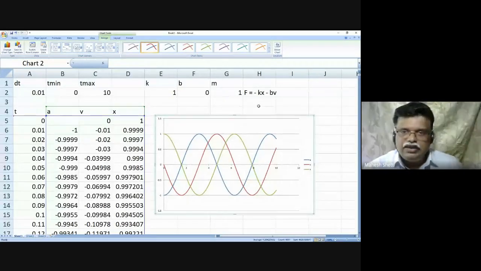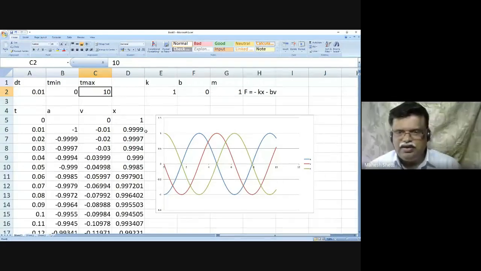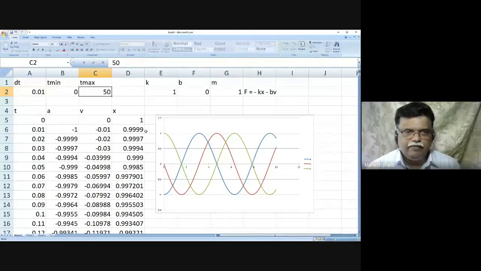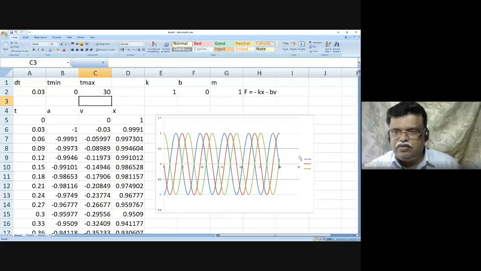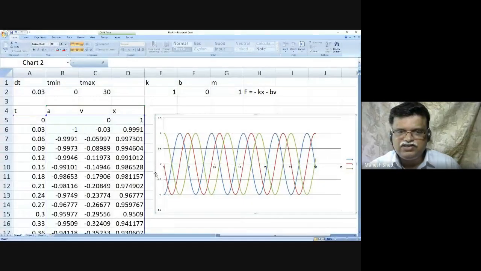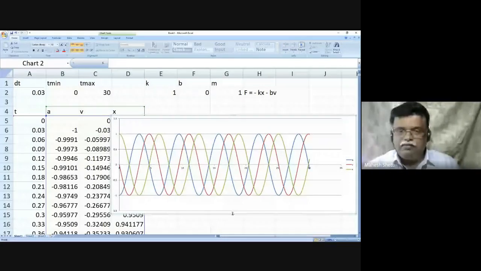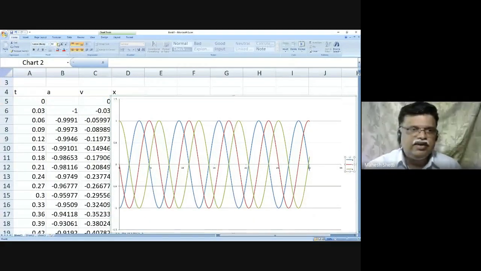Fine. Now let me make maximum time not 10. I want to take more oscillations, so let me take something like 50. And you see that a large number of oscillations are there. I make it 30. And here what you have to observe is some specific things. First, some learning exercise. What is it? The blue curve is acceleration. Let me increase this font.